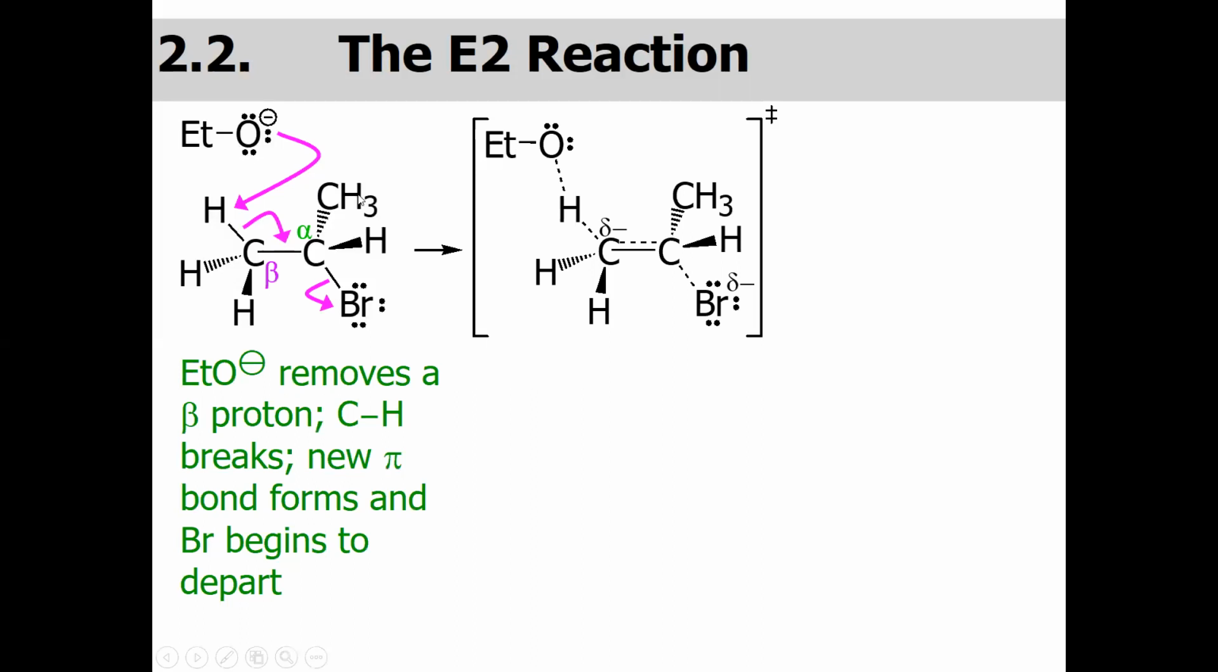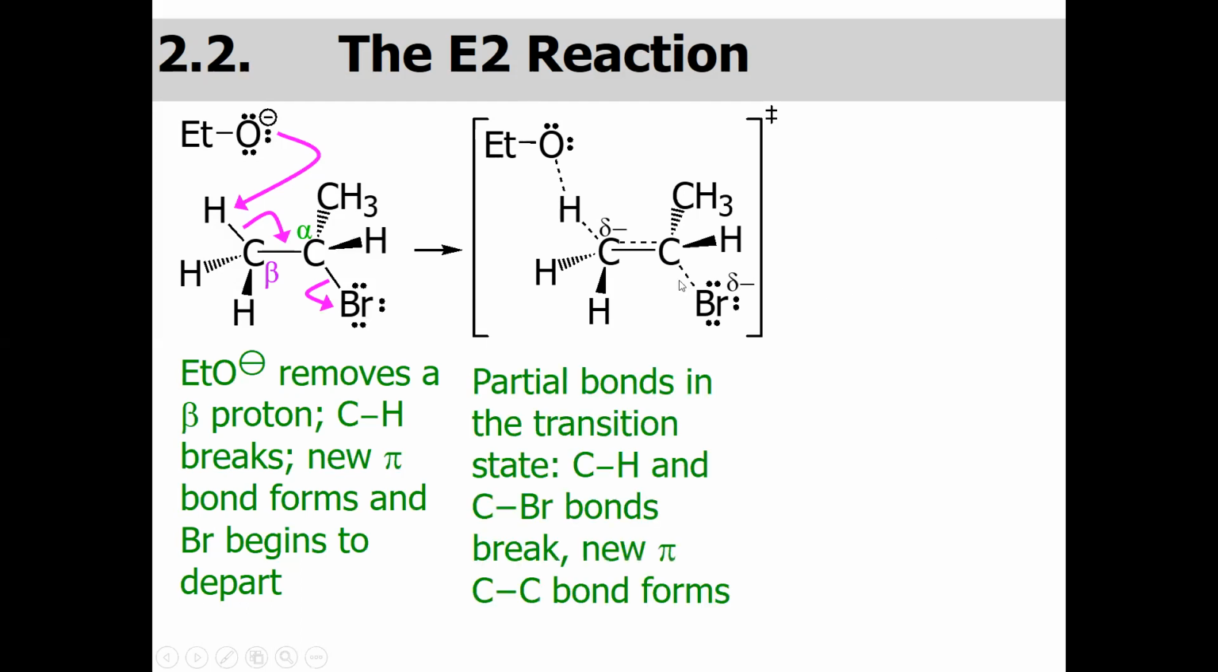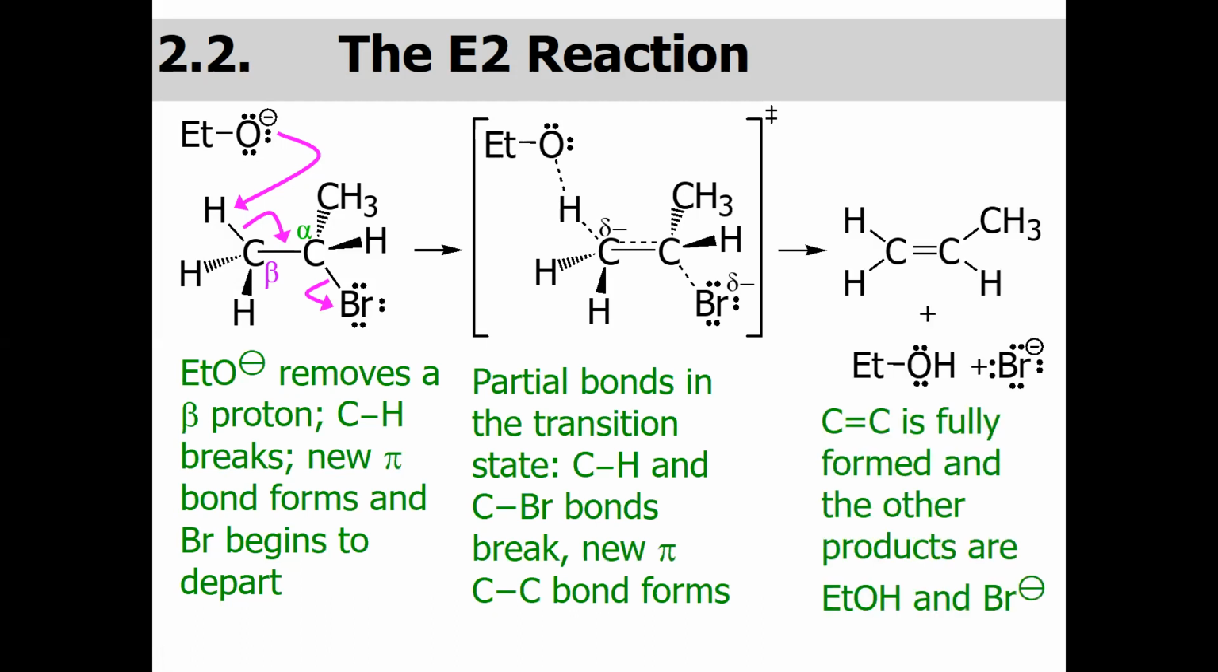We have a transition state. Simultaneously, a bond is established between this ethoxide and the hydrogen which is being removed, and a partial bond is being developed between these 2 carbons to give the corresponding alkene, which results in the removal of this bromide ion. Ultimately a carbon-carbon double bond is fully formed, and the other products are ethanol and the bromide ion. This is the new pi bond being formed during this reaction.